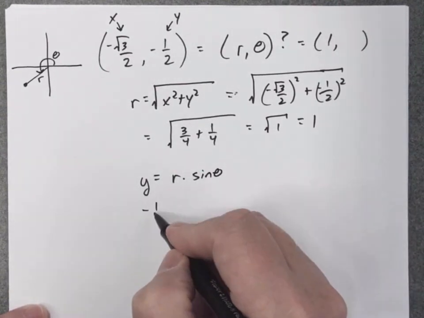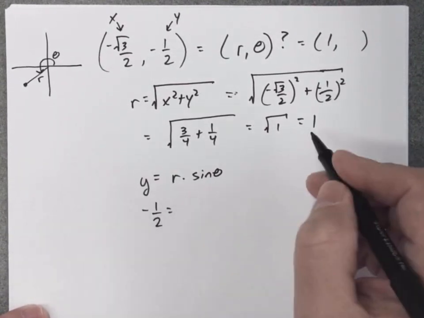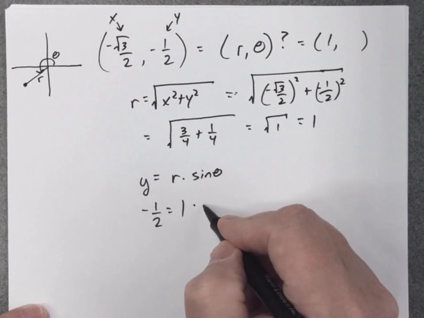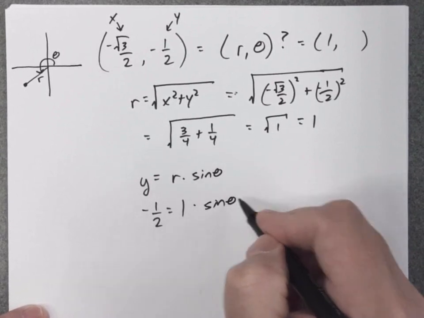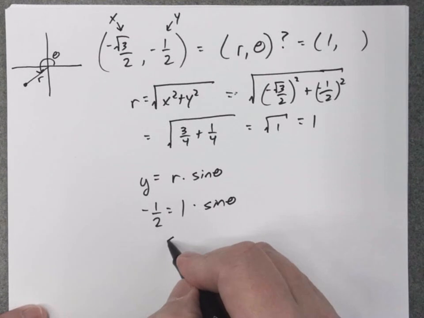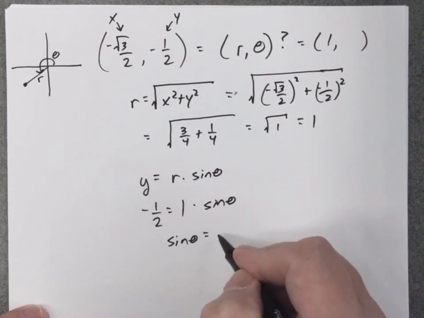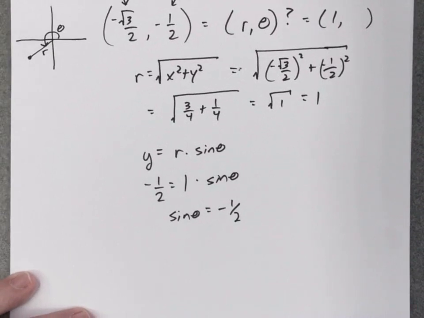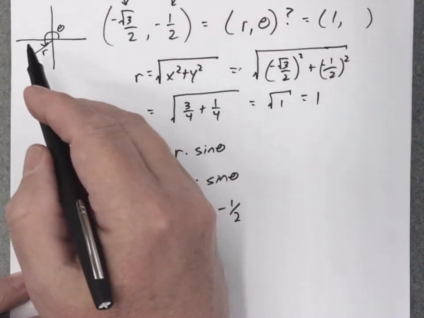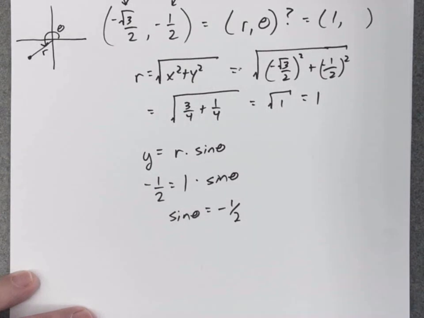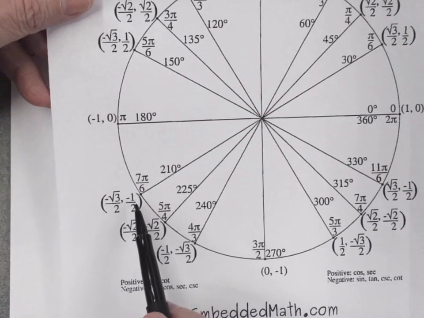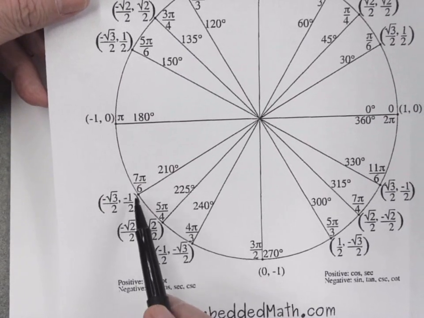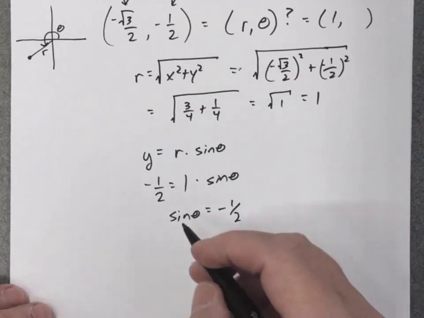So y is negative 1/2, r is 1. So what I'm really saying is sine of theta is negative 1/2. That's like a special angle. So it's saying, let's go here in the third quadrant. What's the angle where the sine is negative 1/2? Well, you may know it, or if you want to use a unit circle, right here, this is where the sine is negative 1/2, 7 pi over 6.